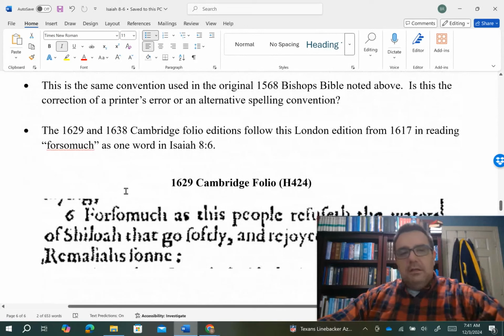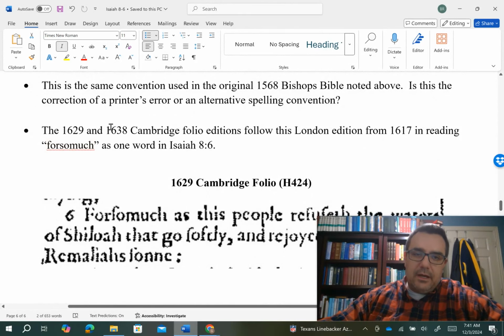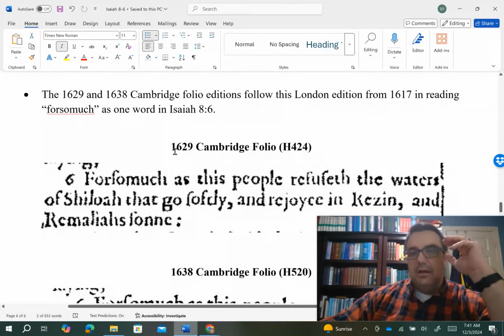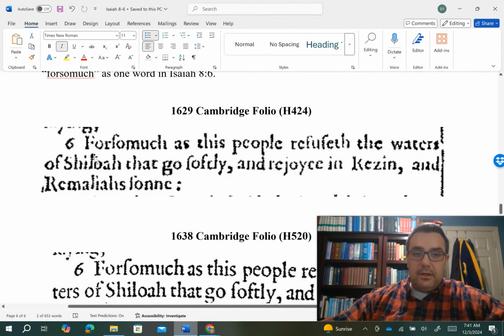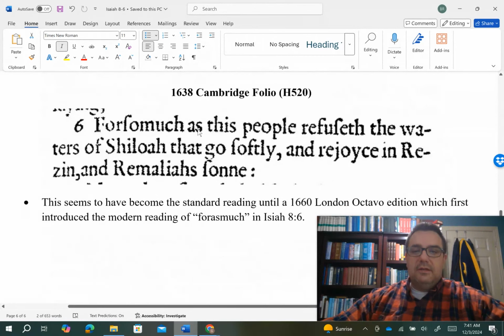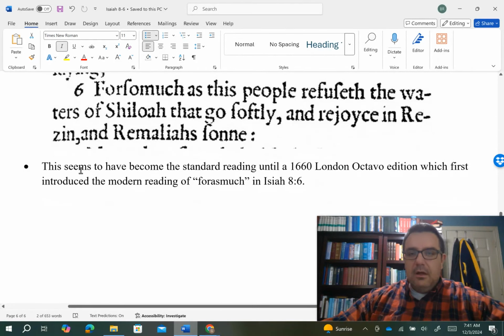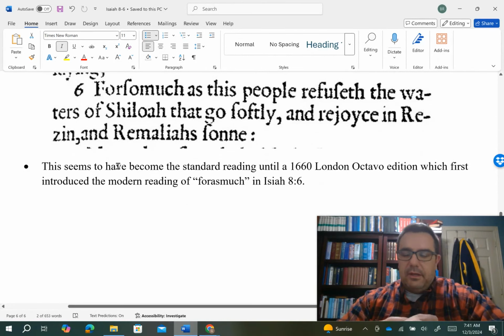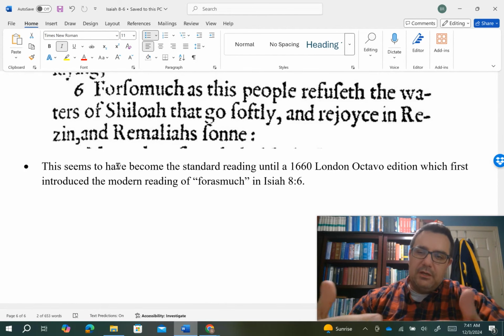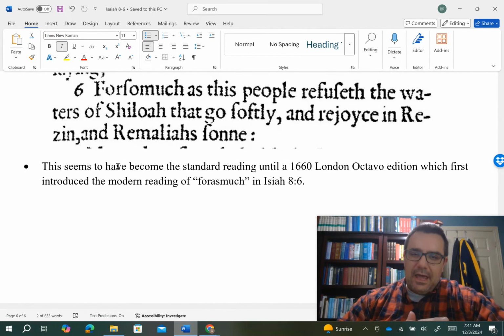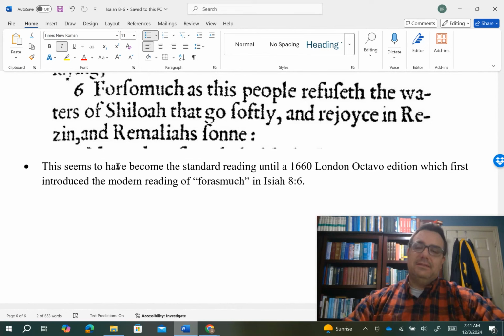Now, it is the case that the 1629 and 1638 Cambridge Folio editions follow this London edition from 1617 in reading "forsomuch" as one word in Isaiah 8:6. So here's 1629 Cambridge Folio, you can see "forsomuch," and here's 1638 Cambridge Folio, you can see "forsomuch." Now, this seems to have become the standard reading until a 1660 London Octavo edition, which first introduced the modern reading as "forasmuch" in Isaiah 8:6.